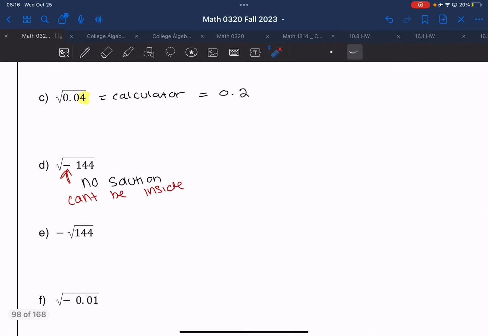Good, we would just look at this square root of 144, which we know is 12, and then we have to bring the negative with it. So this one is going to be negative 12. So that one we just took the negative and brought it with our answer.